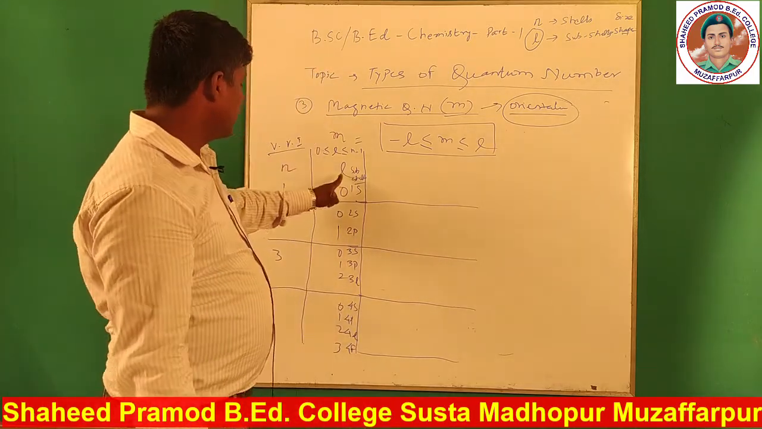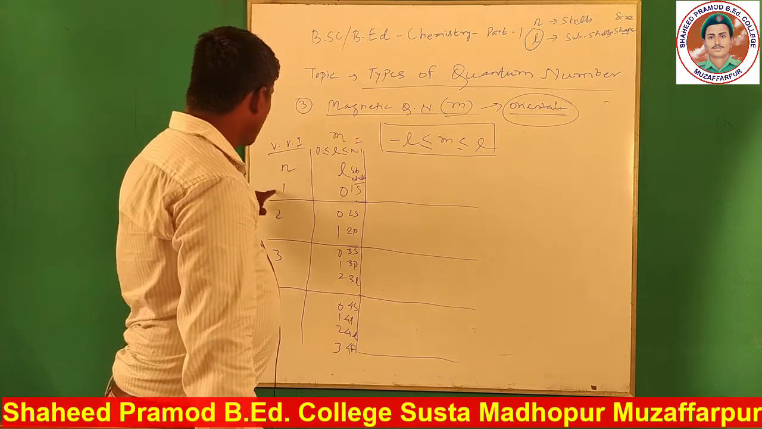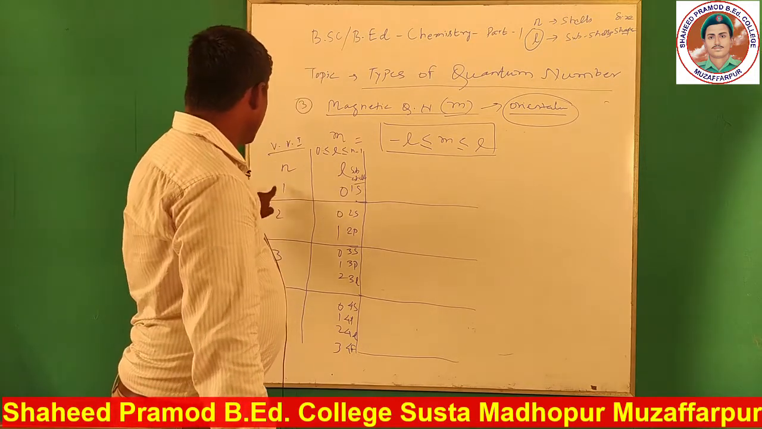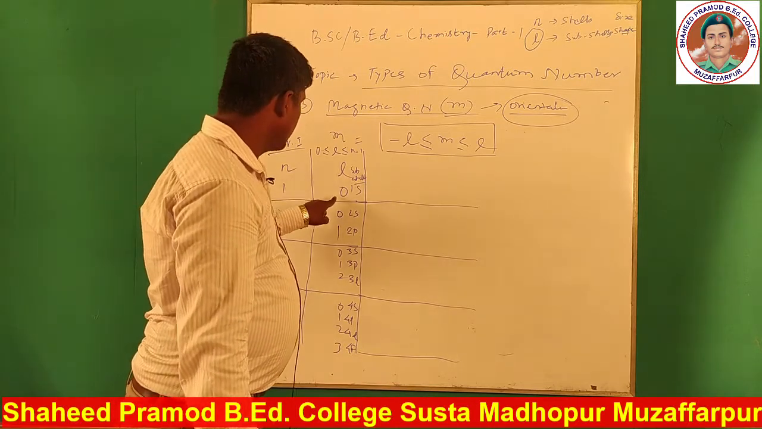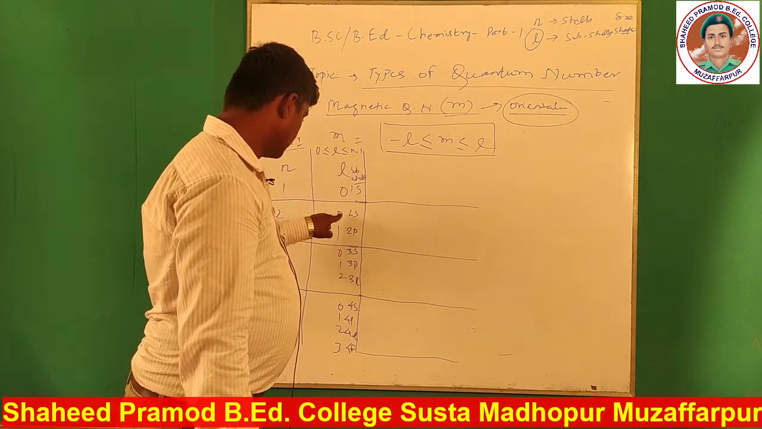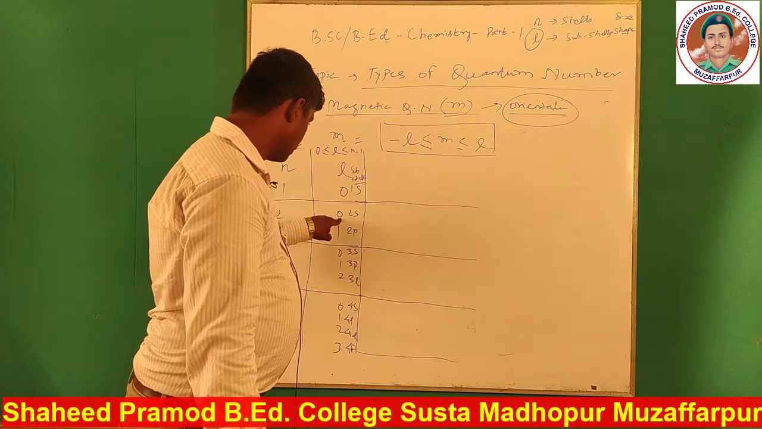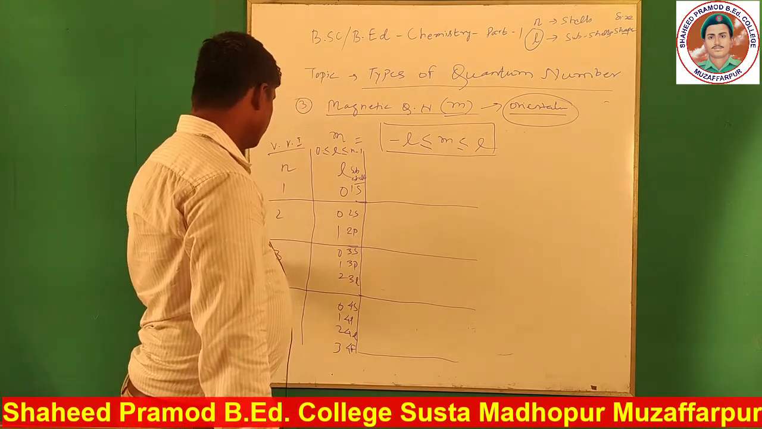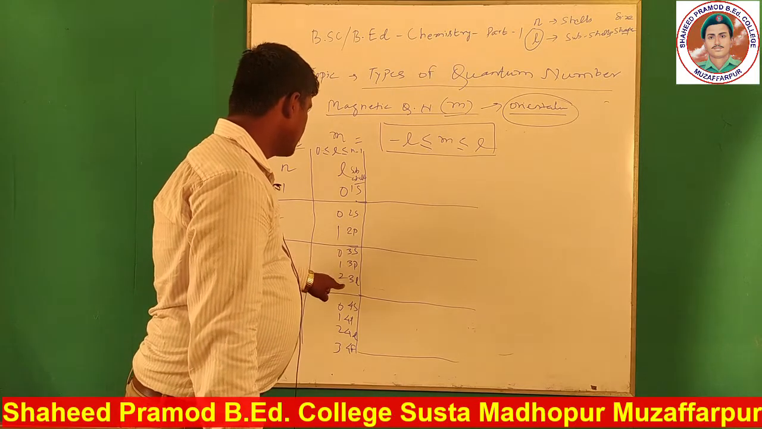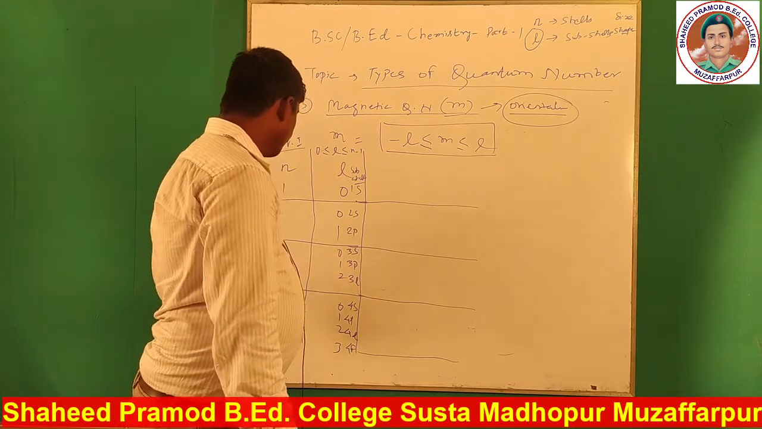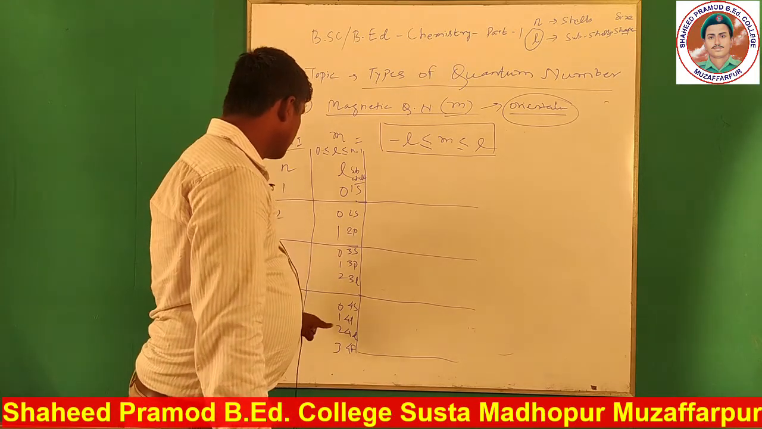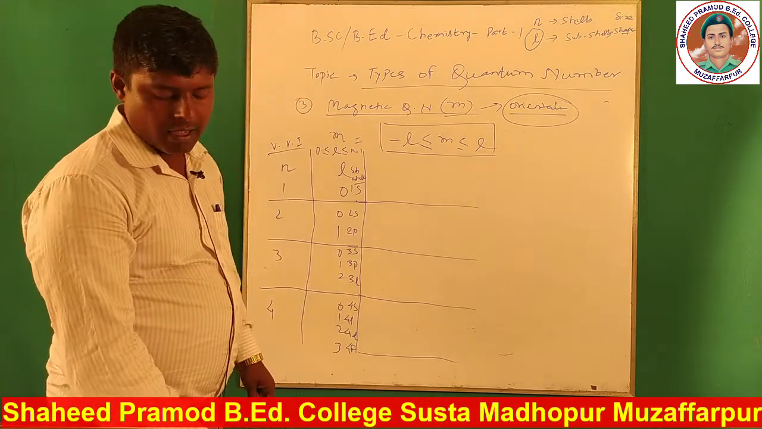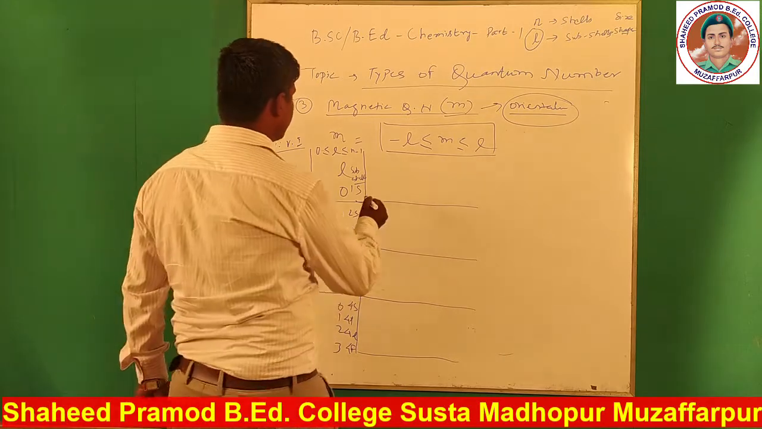Up to here it is very important. n is equal to 1, L is equal to 0. So what will be the subshell? 1s. n is equal to 2, so the value of L will be 0 and 1. For the corresponding value of L as 0, this is 2s, and for 1 it is 2p. For 3, this is 3s, 3p and 3d, and for principal quantum number 4, it will be 4s, 4p, 4d and 4f.